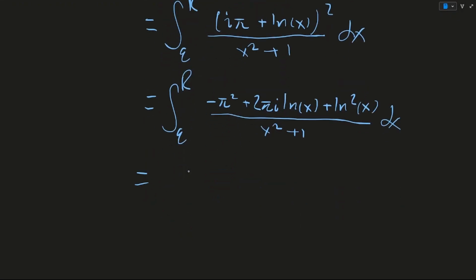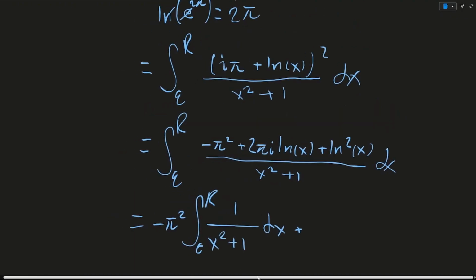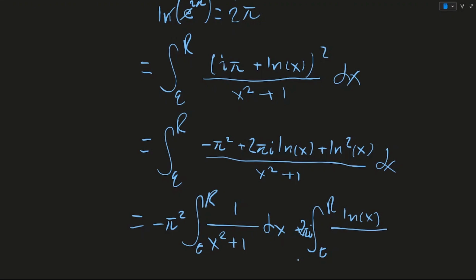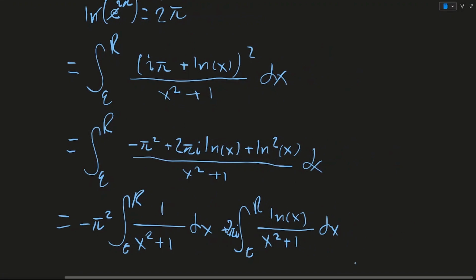And now, again, like I said, we can split these up. We have negative pi squared times the integral from epsilon to r of 1 over x squared plus 1 with respect to x, plus the integral from epsilon to r, 2 pi I times that integral of ln of x over x squared plus 1 with respect to x. And this is again added to the integral from epsilon to r of ln squared of x over x squared plus 1 dx.